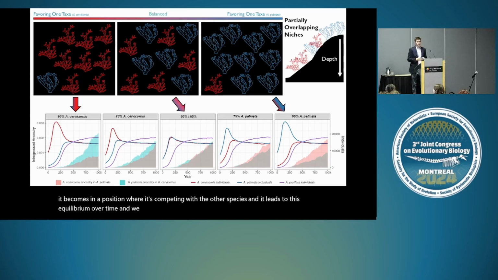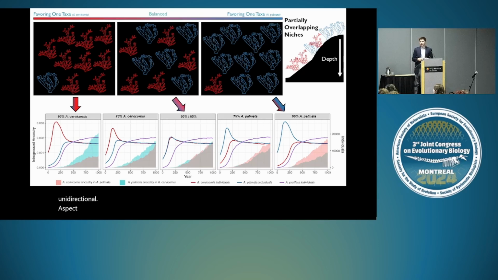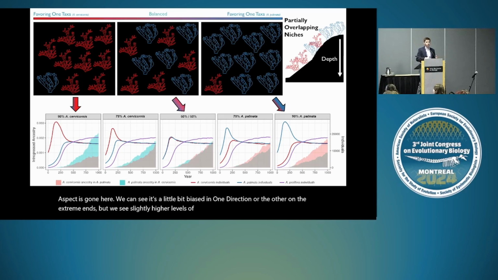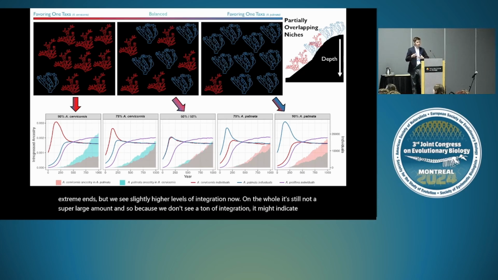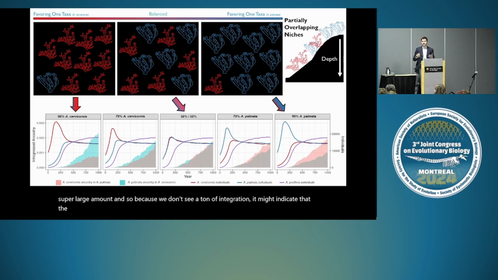And we can see that all of the species do well here, with the hybrid doing slightly better, but in general they all reach an equilibrium as a result of this, which is very different from the previous slide. From an introgression perspective, we see that the unidirectional aspect is gone here. We can see it's a little bit biased in one direction or the other on the extreme ends, but we see slightly higher levels of introgression. Now, on the whole, it's still not a super large amount, and because we don't see a ton of introgression, it might indicate that the potential for genetic swamping might not be quite as high as we expected.